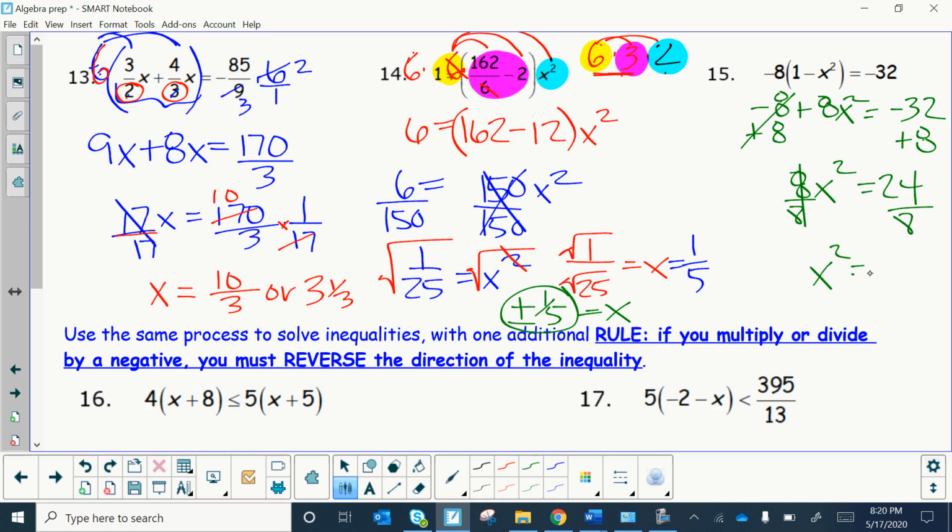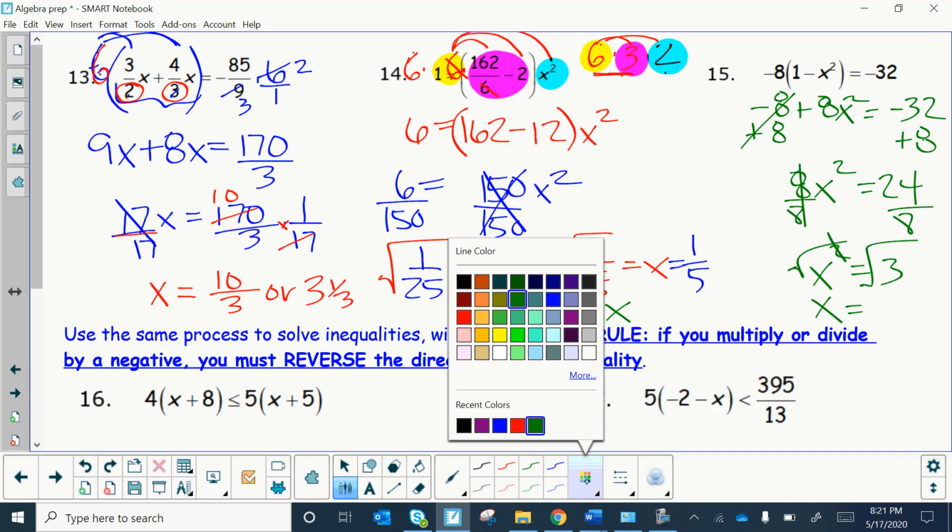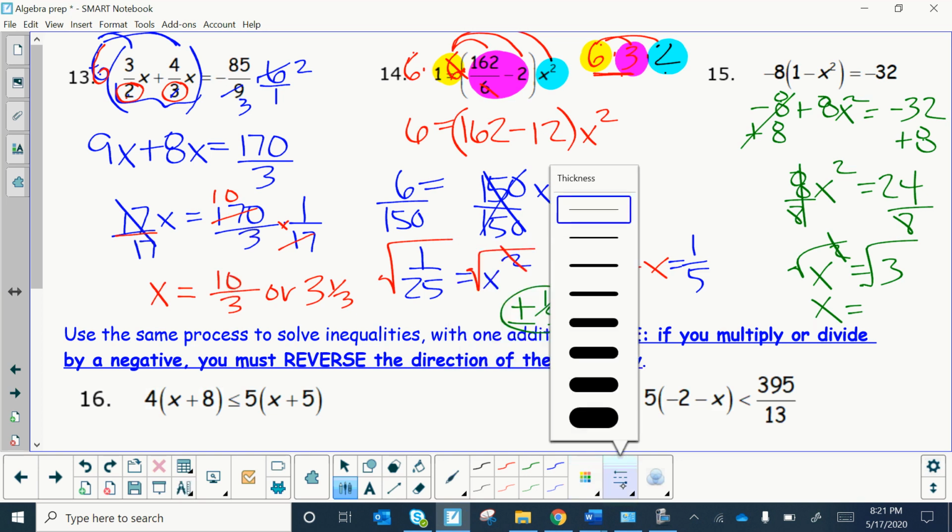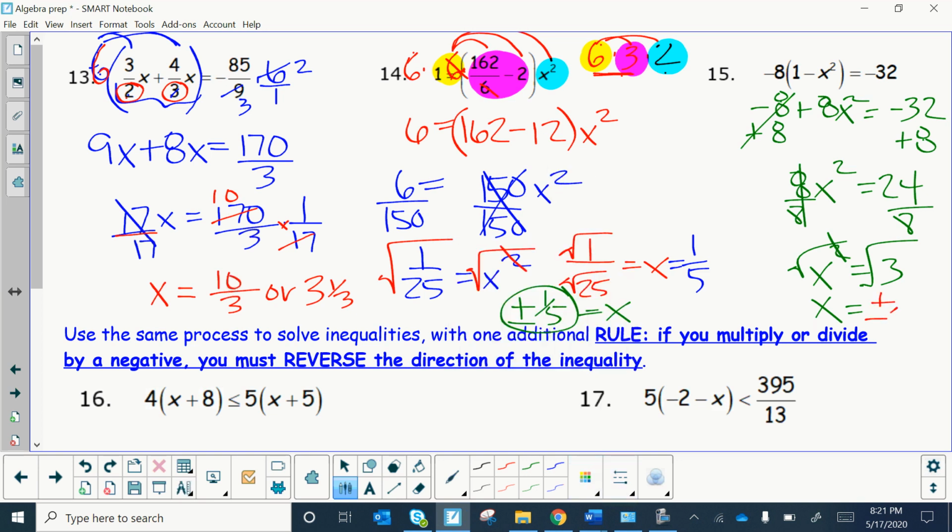I'm going to divide by 8, divide by 8. X squared equals 3. Square root, x equals, don't forget the plus and minus, okay? x equals plus or minus square root of 3. We can leave our answer in radical form because you don't want to give the decimal of 3. But you got to include the plus and minus.